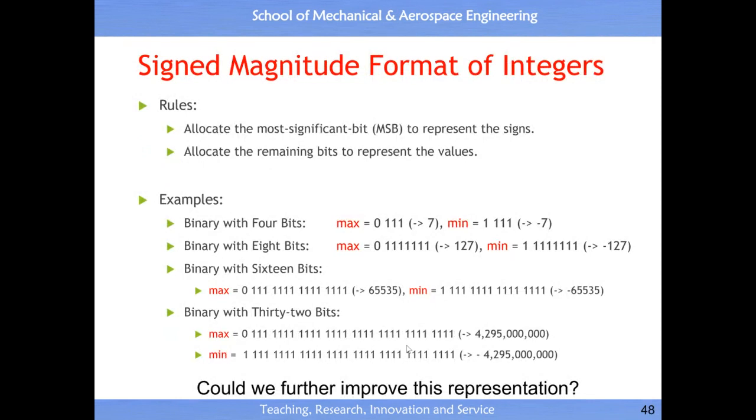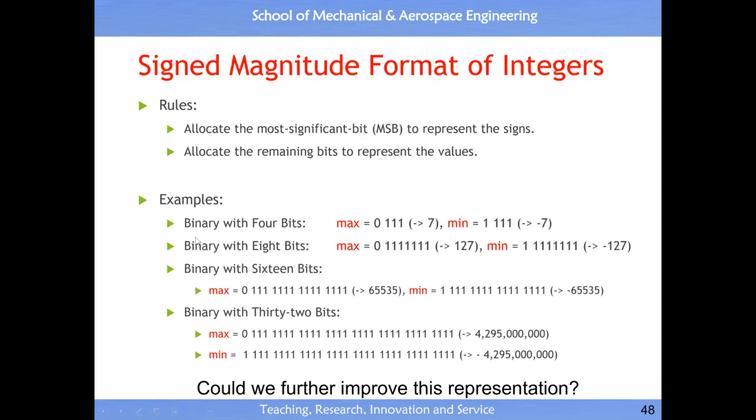And next question is how to represent negative integers. In this case, we can dedicate the most significant bit to serve as an indicator of positive or negative. So you see we use the most significant bit to represent the sign, whether it's a positive sign or negative sign of an integer. Then the remaining bits just represent the value. So this is a simple way for us to think.